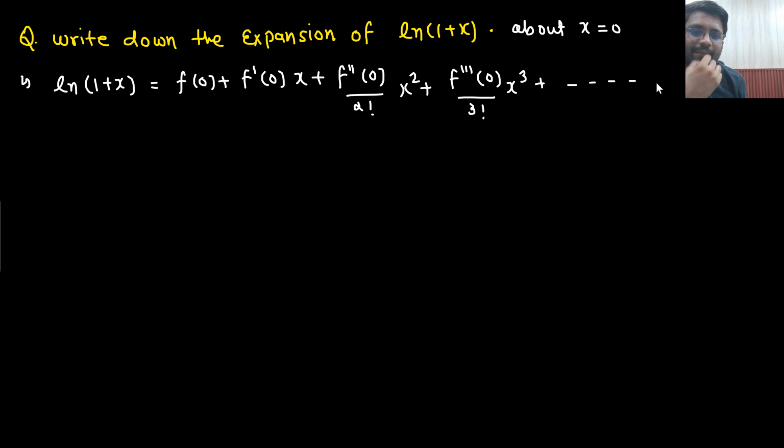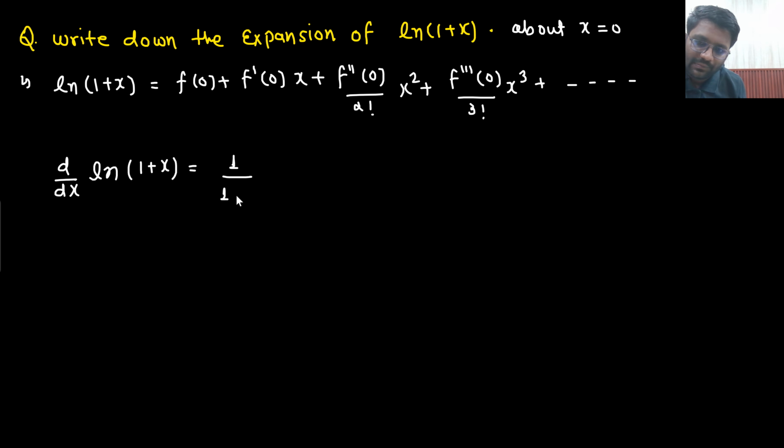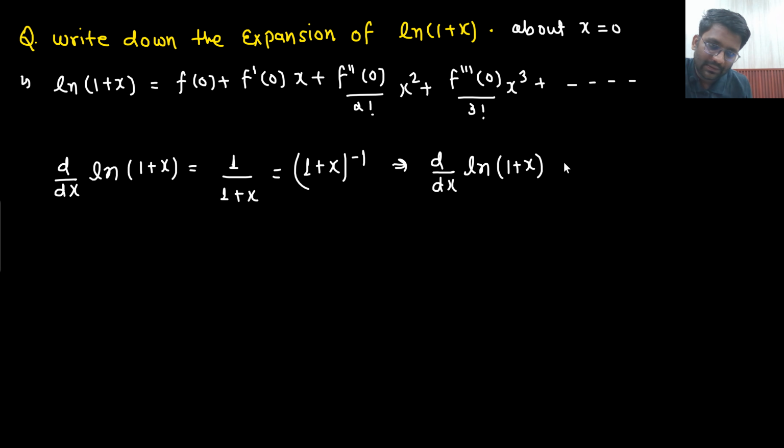Do you know basics of integration? Or do you know this thing that d by dx of ln 1 plus x, what would that be? That would be nothing but 1 by 1 plus x only, right? What is 1 by 1 plus x? That could be written as 1 plus x to the power minus 1. So basically d by dx of ln 1 plus x is coming out to be 1 plus x to the power minus 1.